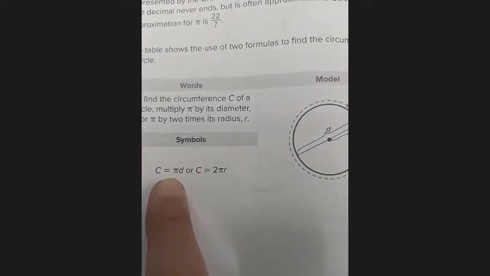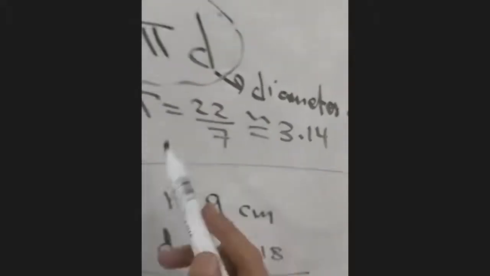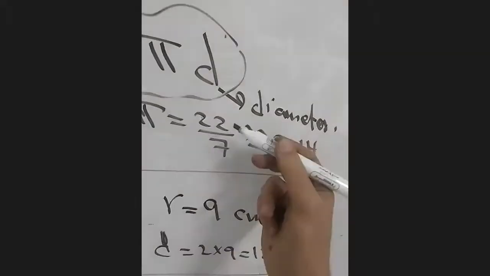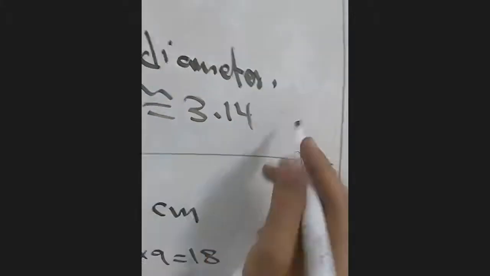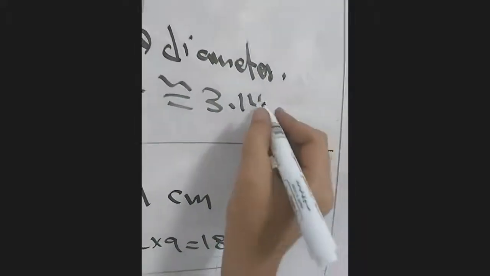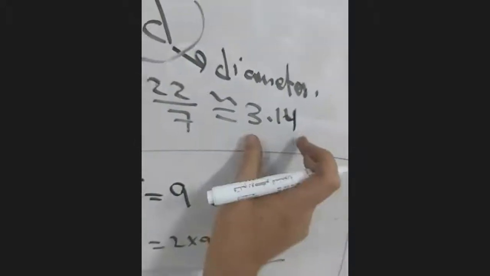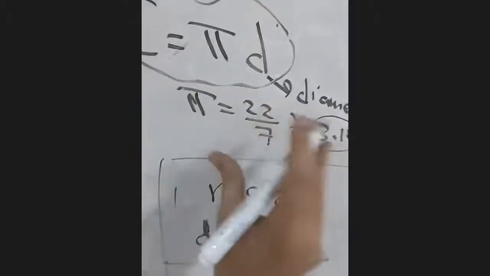22/7 or 3.14. Guys, don't forget that 3.14 is not the exact value, it's rounded. If you take your calculator and divide 22 by 7, you will get this number and a lot of digits. But to make it easy, we rounded it to 3.14, so we can use this or this. You can use what you like, okay?